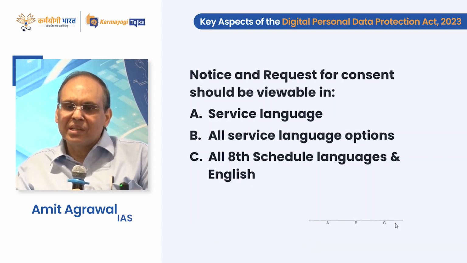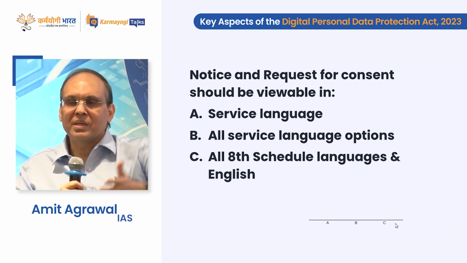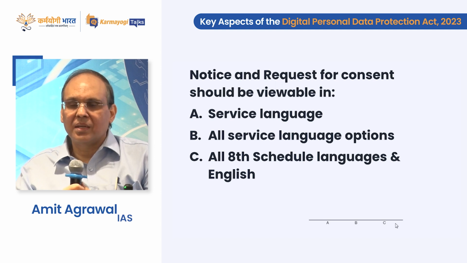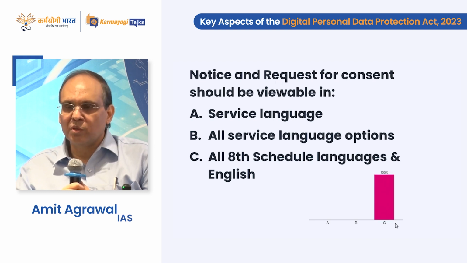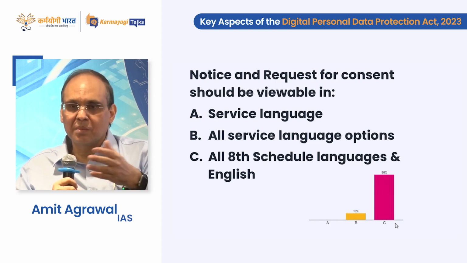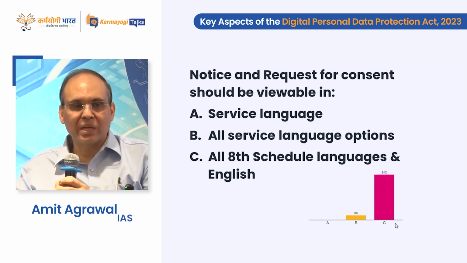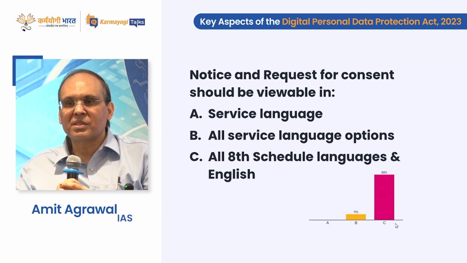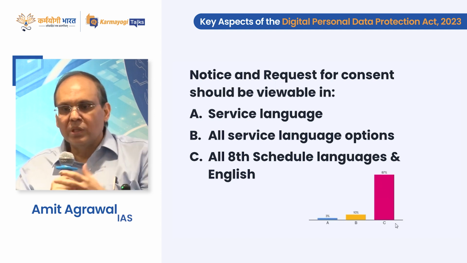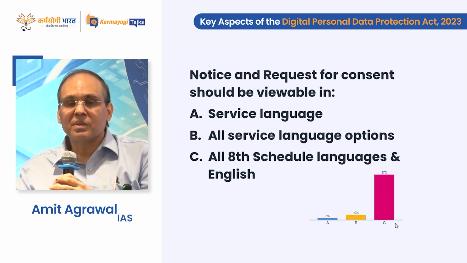Notice and request for consent should be viewable. You are in a journey, you are online, you are currently transacting in, say, Tamil, and the consent should be viewable in Tamil. Or you are working in Tamil Nadu, interacting with the state government of Tamil Nadu or one of its agencies and departments. Let's take another state like J&K, which has two languages, Dogri and Urdu. Even though you may be in the service flow in Urdu, you should also have an option to view it in Dogri. Or do you need all 8 scheduled languages, all 22 of them, and English?